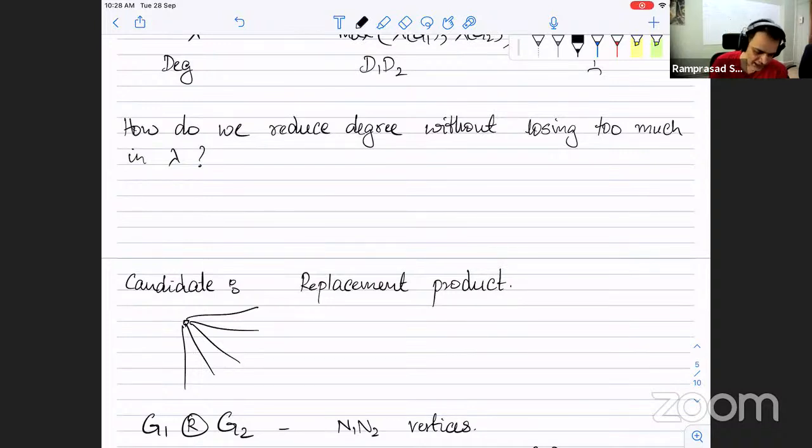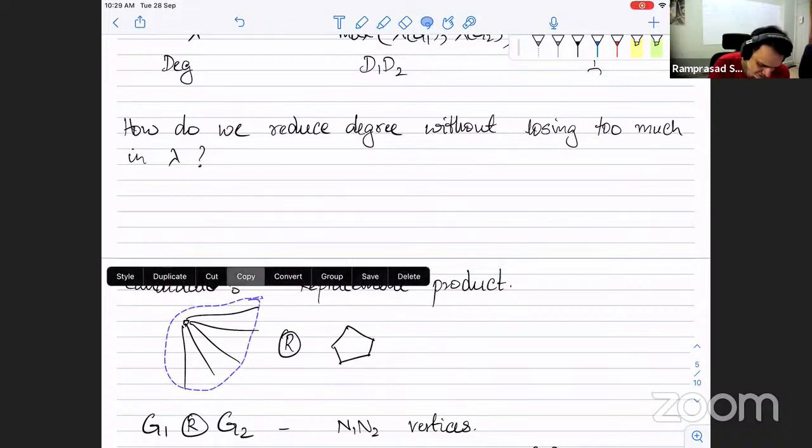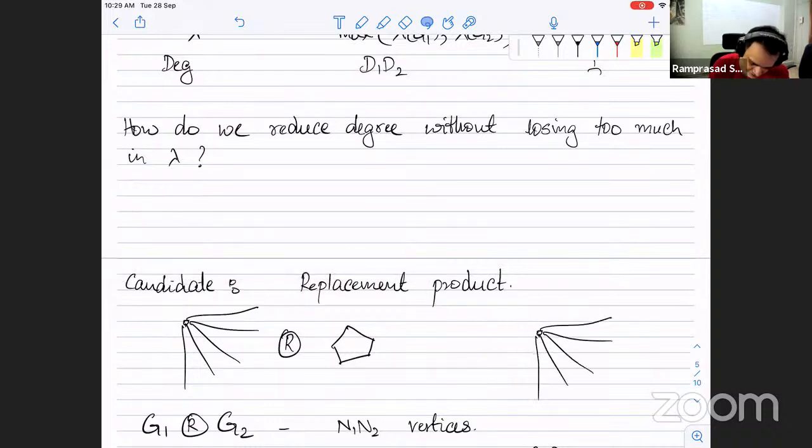Okay. The replacement product of this with a 5 cycle, I'm going to roughly denote by this. Okay, so I'm going to copy this and paste it here. So what you do is the following. Just think of it like this: you erase off this vertex and think of this as a cloud.